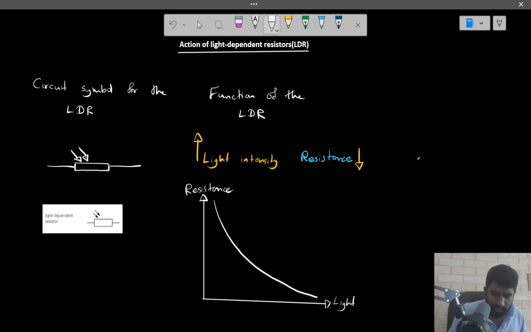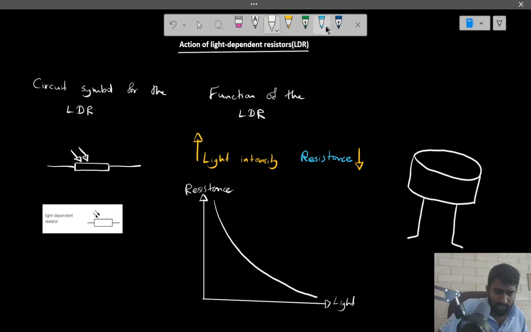And the whole point, if I conclude that, suppose this is the LDR, and here it has two wires to connect to the circuit. When the light falling on the LDR increases, its resistance decreases. That's the function of an LDR.